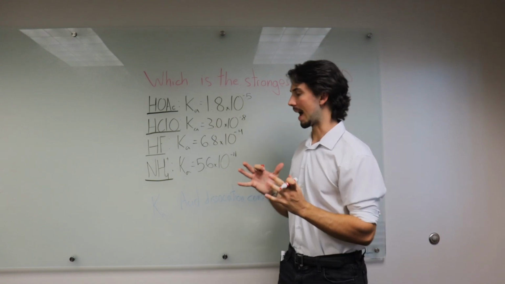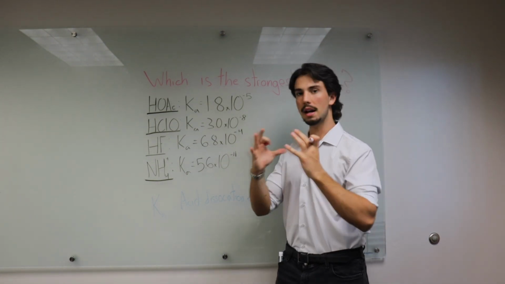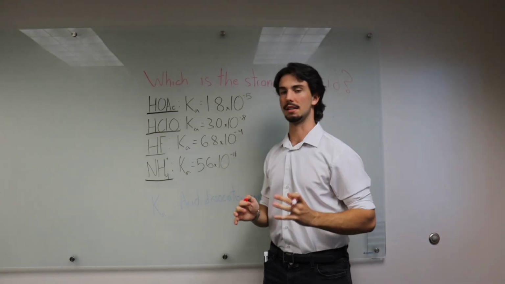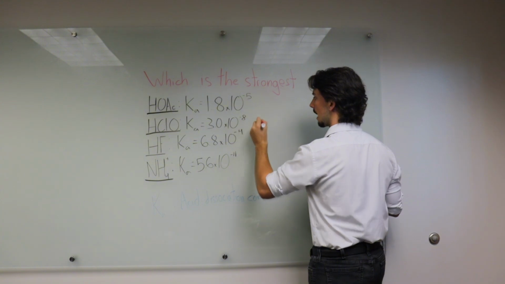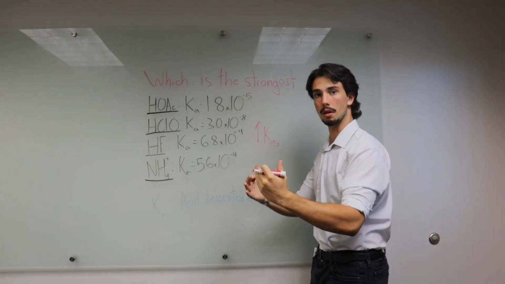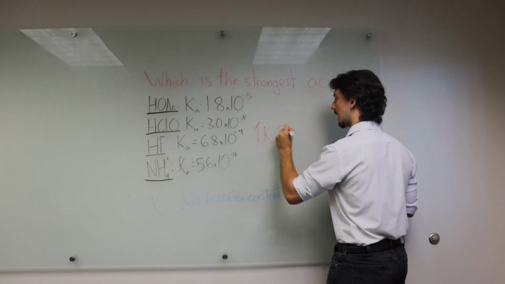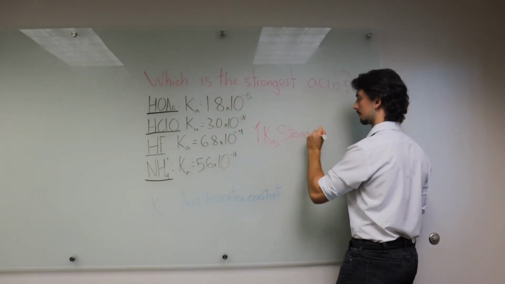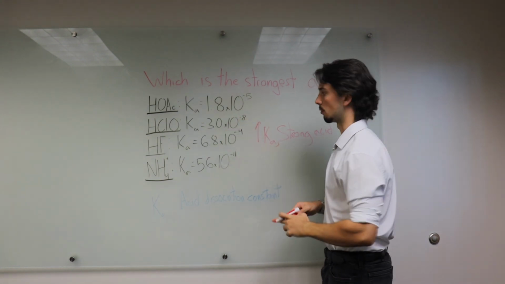The Ka, the acid dissociation constant, basically means how nice is that acid feeling? How willing is it to give up one of its hydrogen ions? So we know if we have a high Ka, meaning it's willing to give up a lot of hydrogen ions in this case, that we're going to have a strong acid. So the higher that Ka value is, the stronger that acid will be.